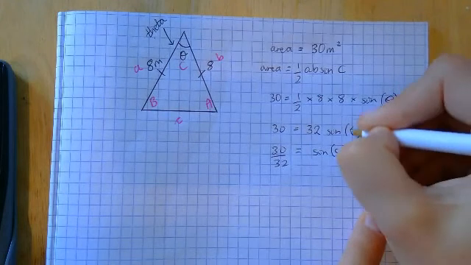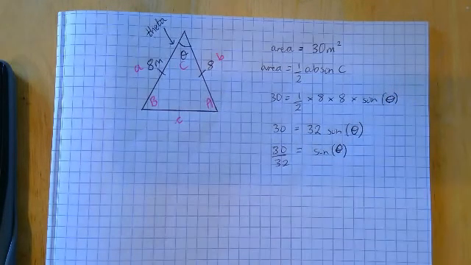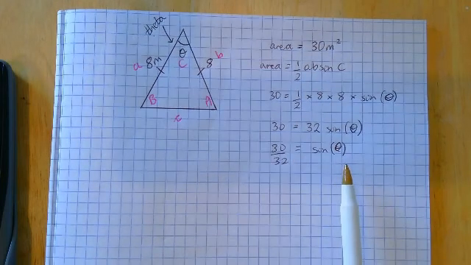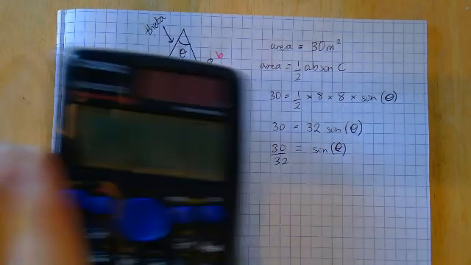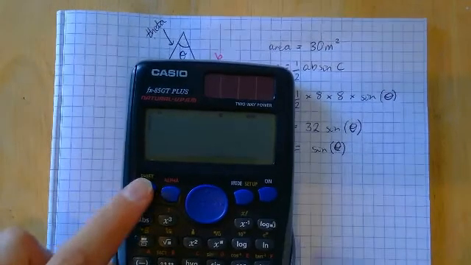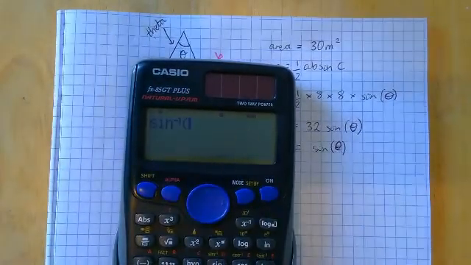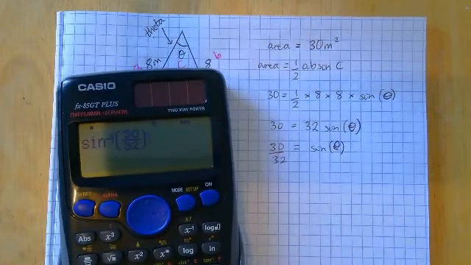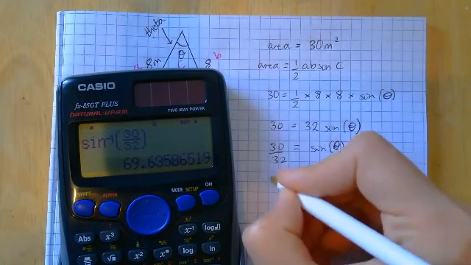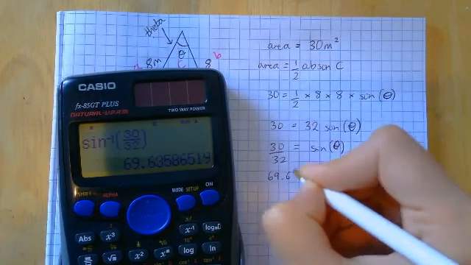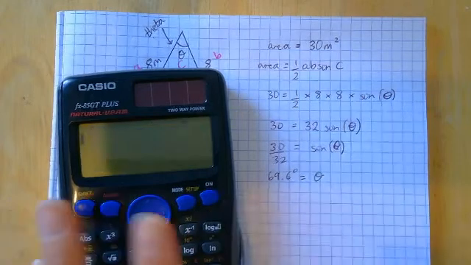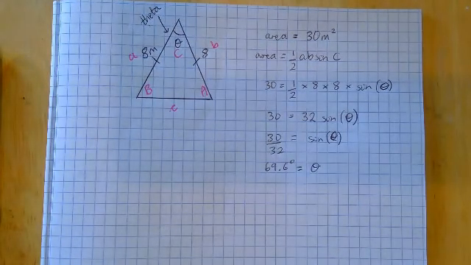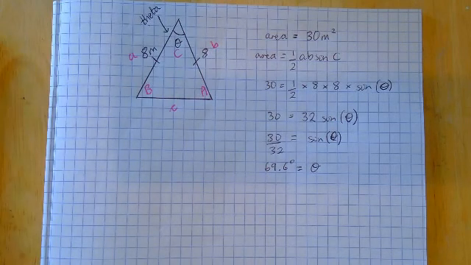That isn't my answer. Oh, I should be putting a theta in here. My apologies. Sine of my angle. My angle is theta. Sorry about that. Right, I haven't finished. I don't want to know what sine theta is. I want to know what theta is. So in order to do that, remember this is where I press shift sine and you get the inverse sine of 30 over 32. So that's what your calculator should look like, which gives me 69.6. So I get 69.6 degrees equals theta. Okay, so that angle there would be 69.6.